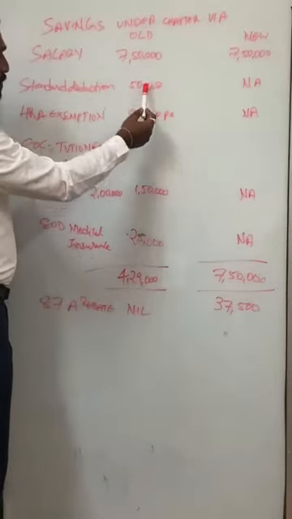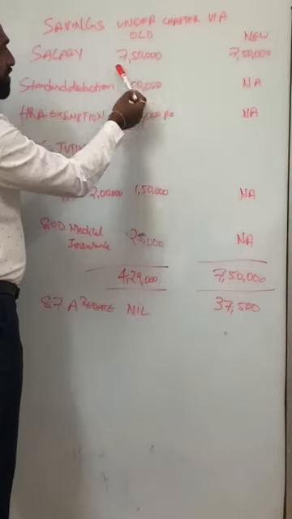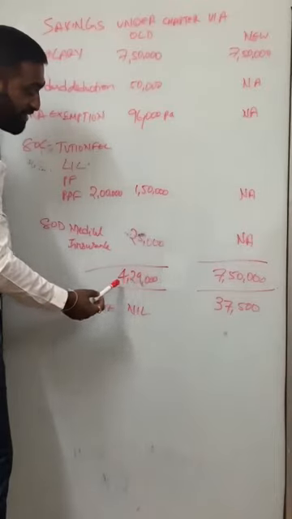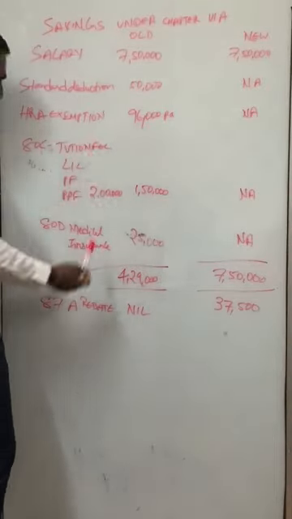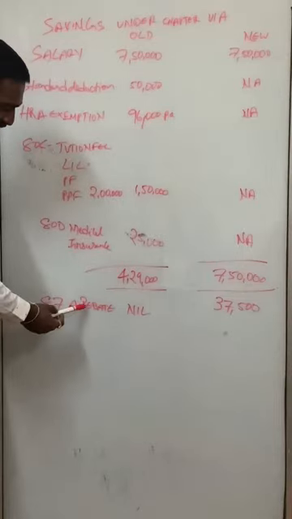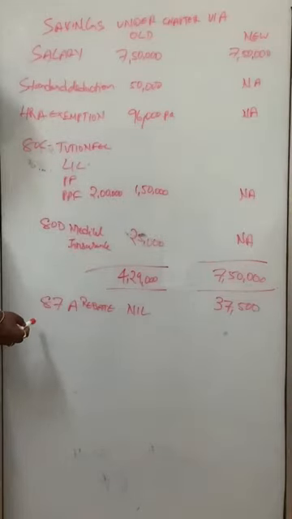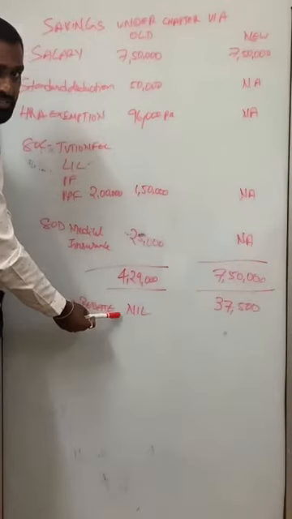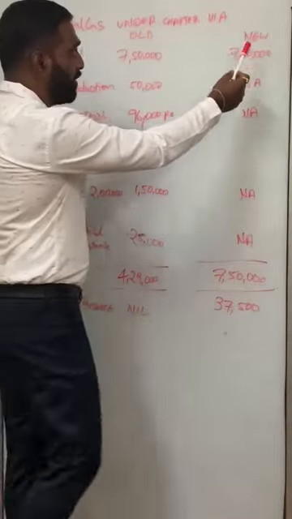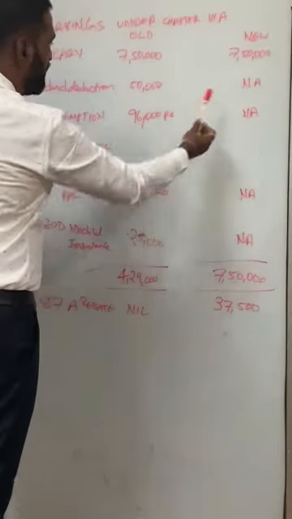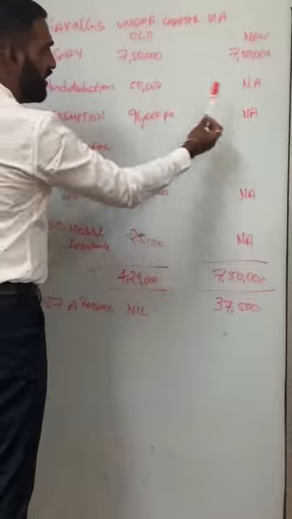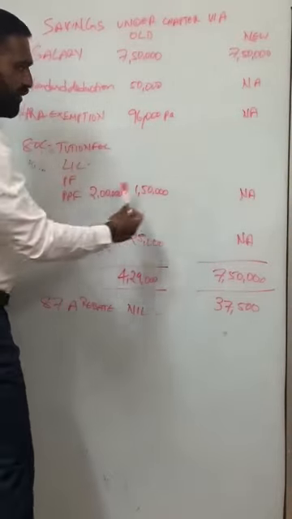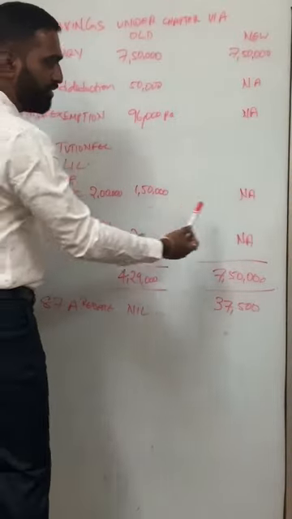If I remove all these savings from the 7.5 lakhs package, the taxable income is 4,29,000. Under the old scheme, there is a rebate under section 87A if your income is less than 5 lakh rupees. So under the old scheme, you end up paying no tax, it's nil. But in the new scheme, you don't get any kind of savings. If you take the standard deduction, you don't get it. HRA, you don't get it. 80C, you don't get it. Medical insurance, you don't get it.